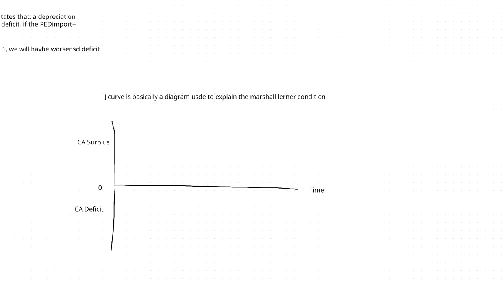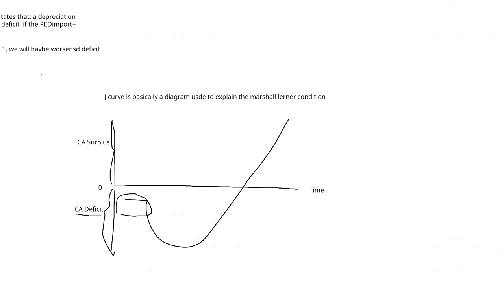Okay, so the reason why it's called a J curve is because the J curve looks like this. Now let me explain why that is. So you see right now we are at a CA deficit. The curve starts with a CA deficit. We're below 0, so we're still in CA deficit. Below 0, all of this is CA deficit. Above 0 is CA surplus. Okay, so right now we're in CA deficit.